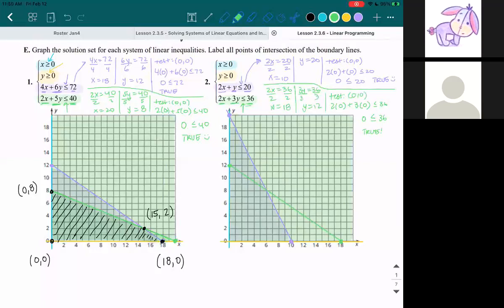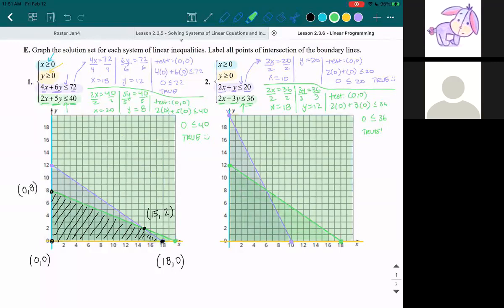So we want to shade towards the 0, 0. Once again, you just have to wait for me to shade. Shade everything under that green line. Shading, shading. Everything towards the 0, 0, because 0, 0 told us a true statement. And like I said earlier, when we do linear programming, most of the time 0, 0 will tell us the truth. So you just want to shade towards 0, 0.